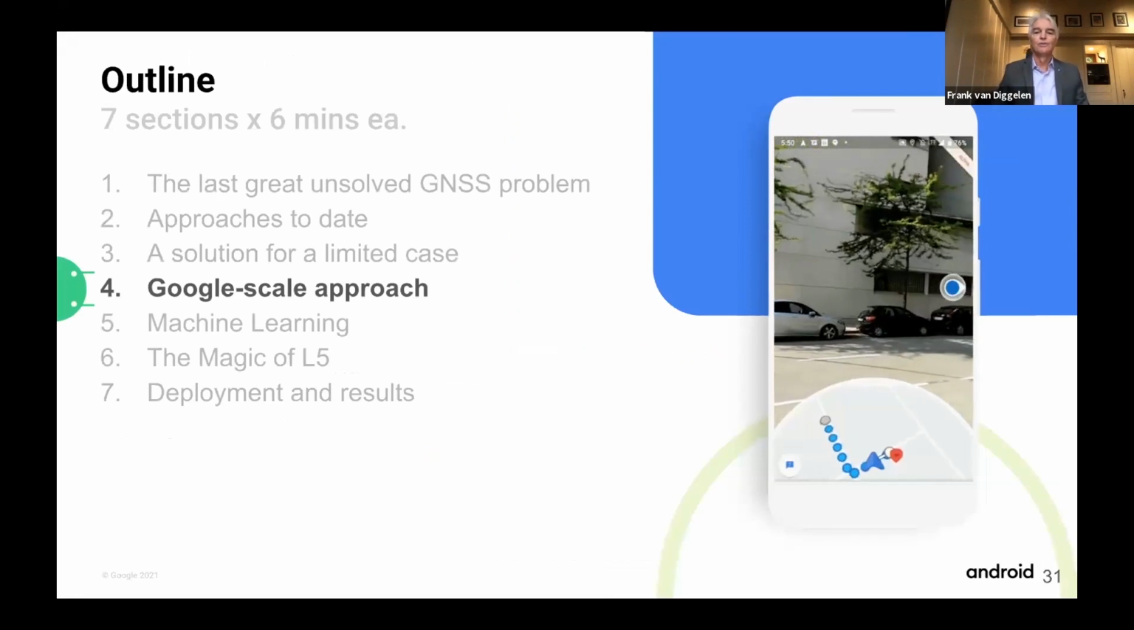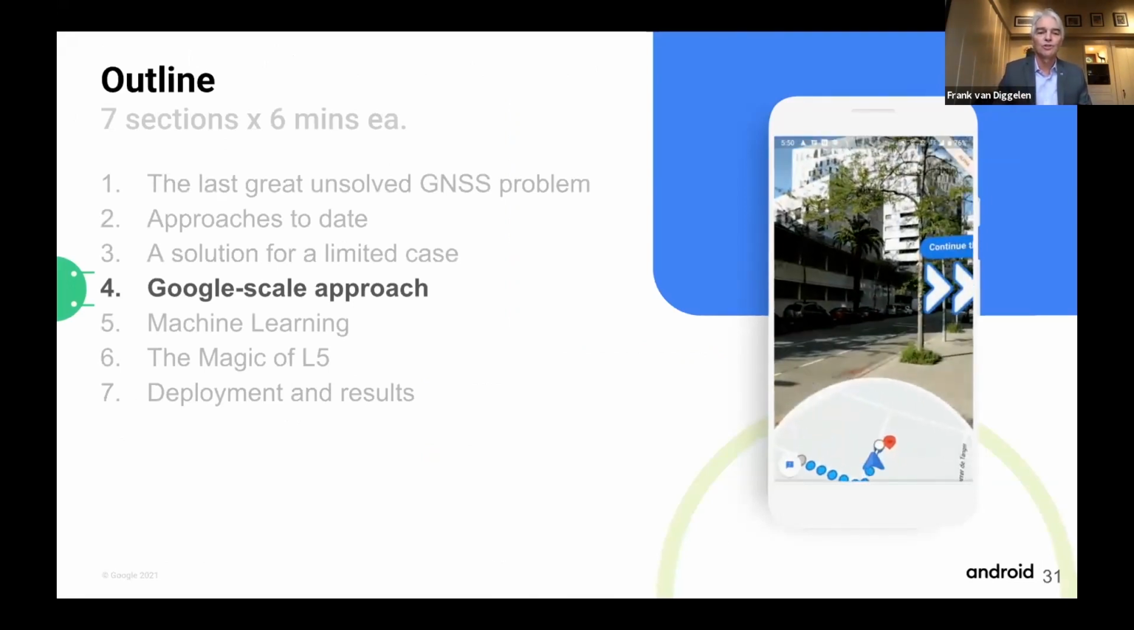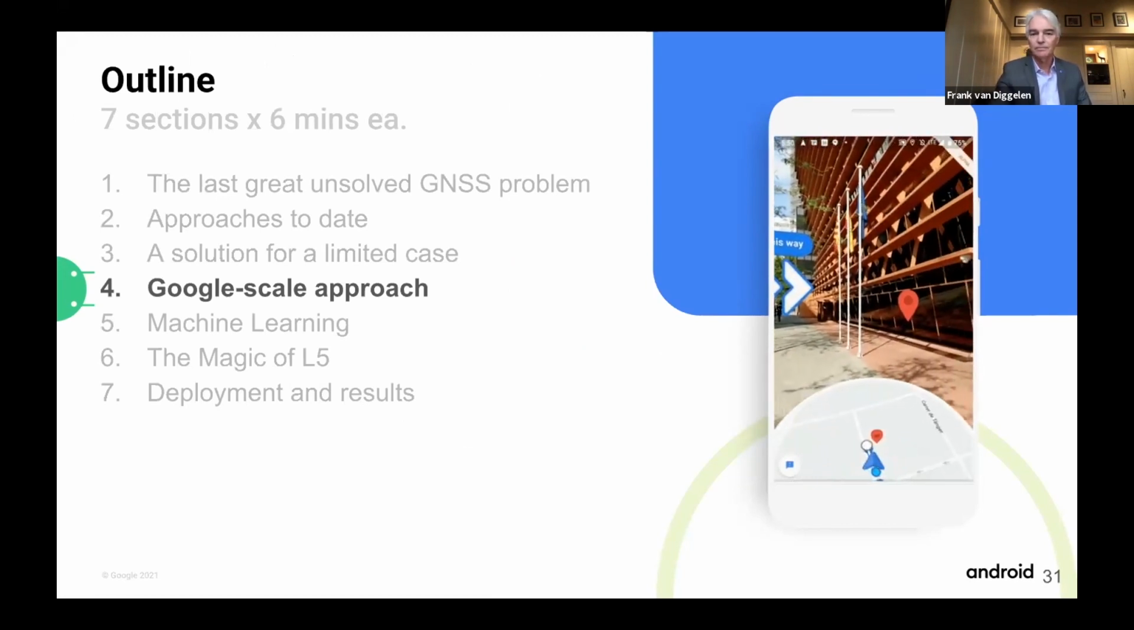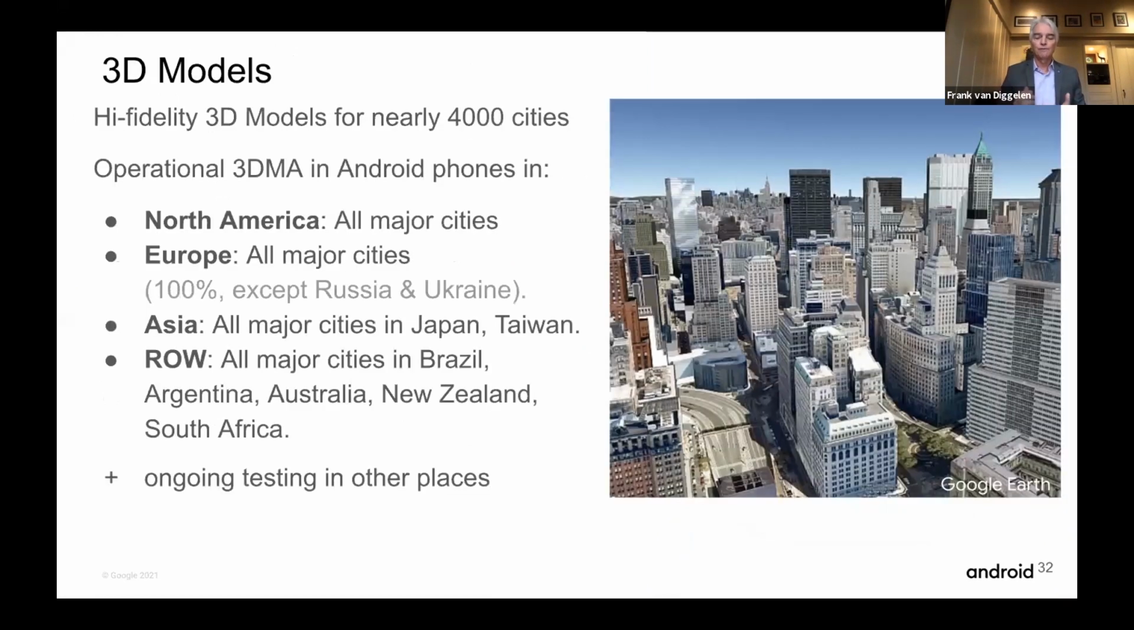This leads us into the more general solution, which we've implemented at Google and which I will walk you through now. So first off, you need 3D models. We have them in abundance. If you've played around on Google Earth, such as that image there on the right, which came from Google Earth, you'll get a feel for what Google has at its disposal.